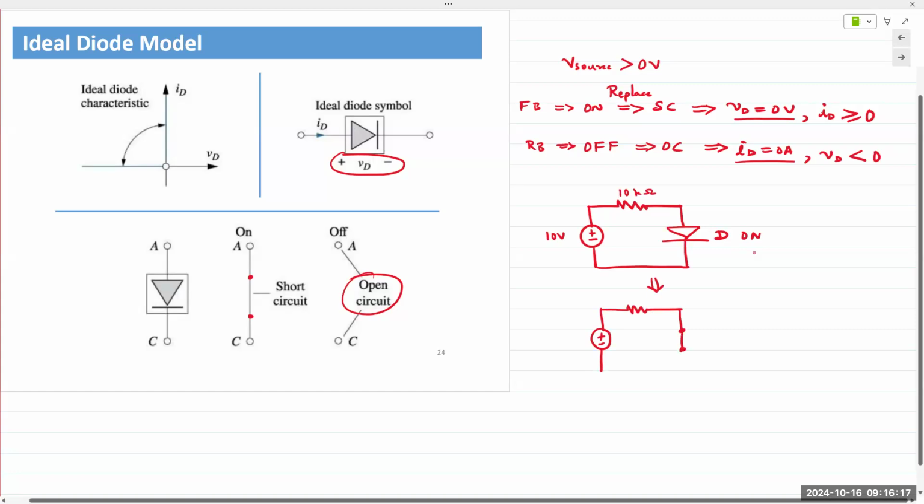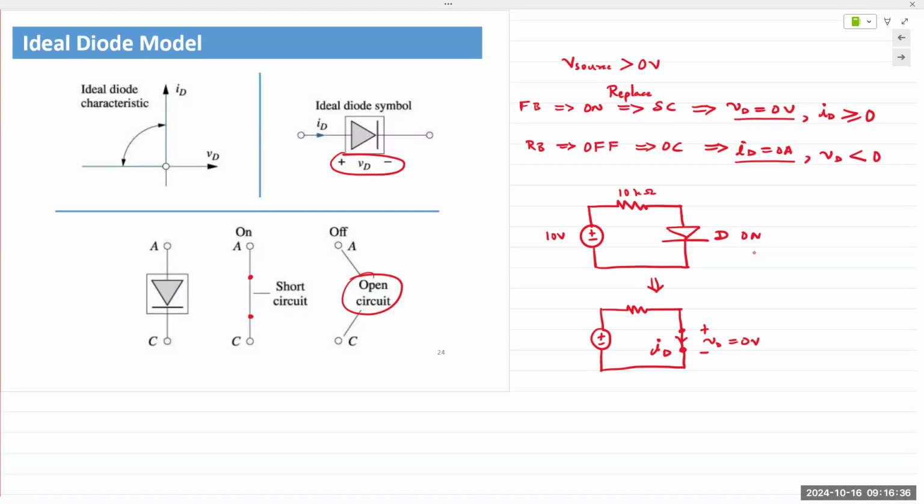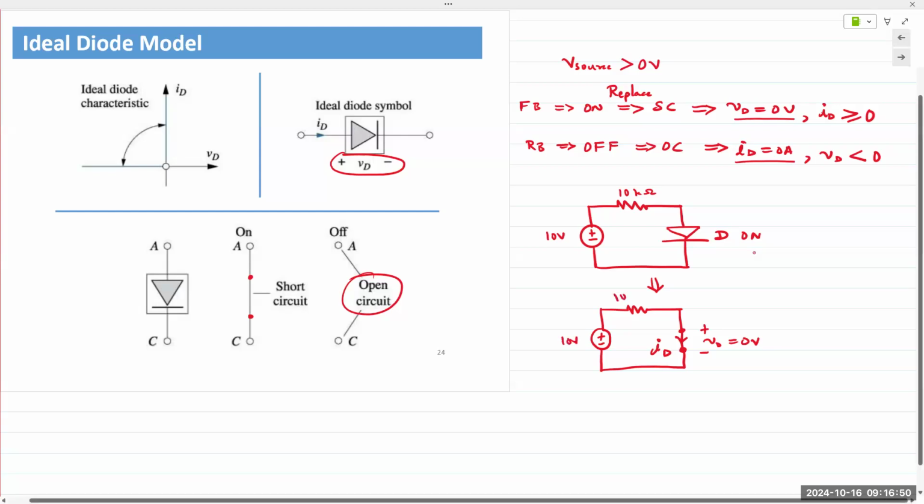Okay. So then if my diode is assumed on, I replace it with a short circuit. Diode voltage VD must be 0 volts. And ID must have a positive value. So I assumed a state. I replaced the diode based on that state. In this case, a short circuit. Now I calculate the value for ID. In this case, of course, it's rather straightforward.